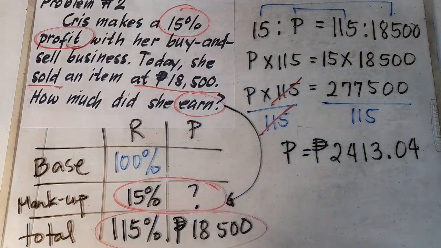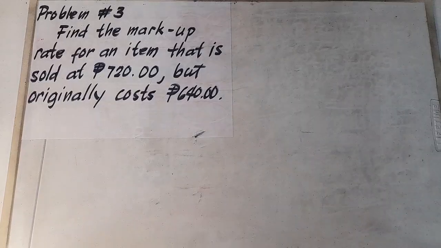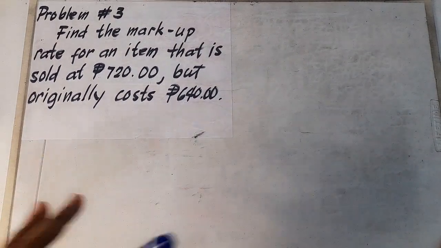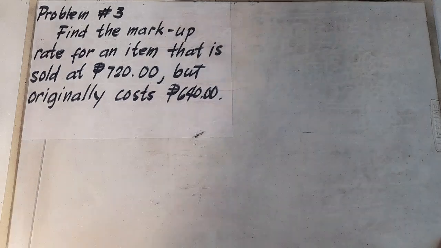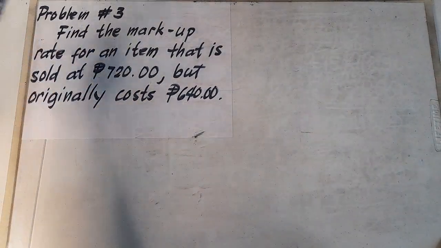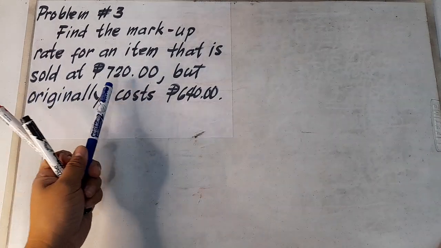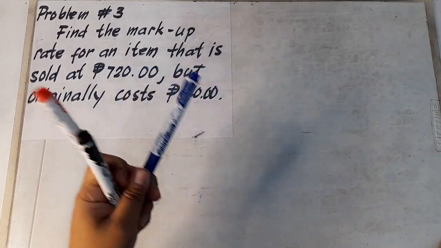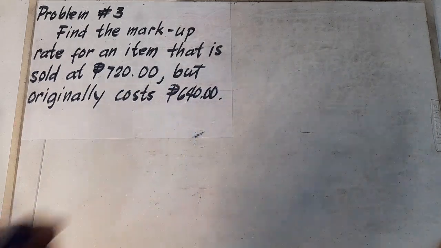So, that's problem number 2. Let's have now problem number 3. Okay, our last problem for this video lesson has something to do with the following problem. Find the markup rate for an item that is sold at 720 pesos but originally cost 640 pesos.